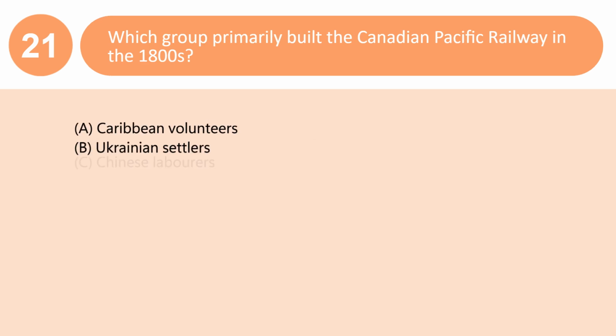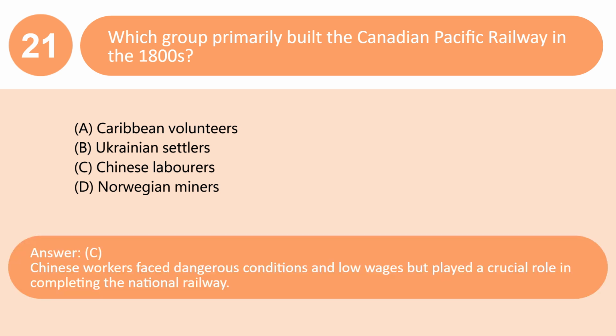Which group primarily built the Canadian Pacific Railway in the 1800s? A. Caribbean volunteers. B. Ukrainian settlers. C. Chinese laborers. D. Norwegian miners. Answer, C. Chinese workers faced dangerous conditions and low wages, but played a crucial role in completing the national railway.